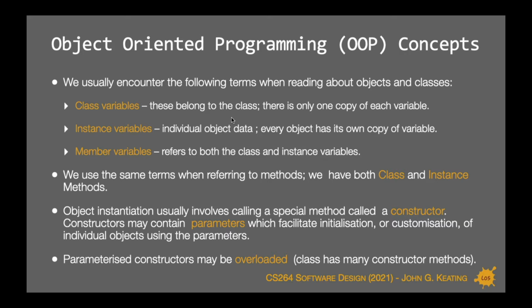Okay. So object instantiation then, that involves calling a special method called a constructor. Okay, and constructors may contain parameters, and these parameters facilitate the initialization or the customization of the individual objects. You could have more than one constructor. Have you done that before? Yeah. So that's called overloading the constructor. You've seen this. You could have methods with the same name but different parameter sets, and they're called overloading methods. Okay. So you might want to be able to do that at some point as well. And you can have lots of different overloaded methods.